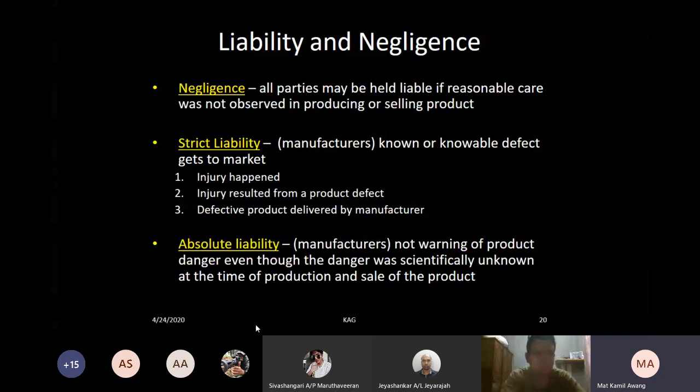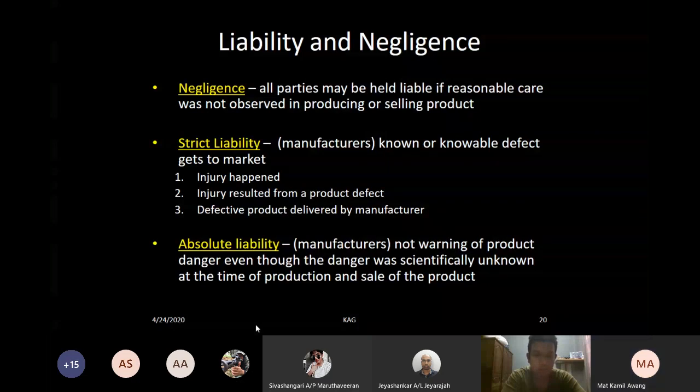So negligence is basically that you have the standards and you don't follow the standards, and you meet all those requirements, all those factors, then you are negligent. Strict liability is that whether you know or you don't know the product is defective, if injury happened and that injury resulted from your product and you are the one who delivered that product, then you are strictly liable.